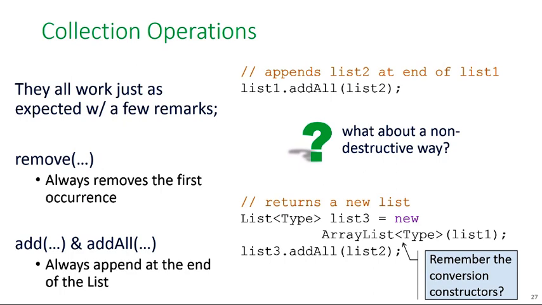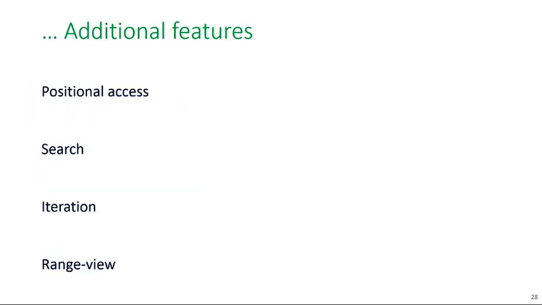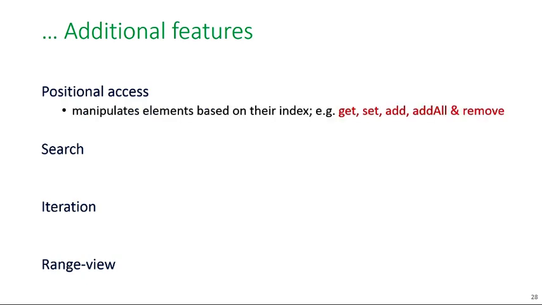Okay. So additional features that we have, in addition to add, addAll and stuff like that, remove, are essentially positional access and search. These are the first ones we are going to cover in the upcoming slides. Iteration, we are going to take a little while to cover, and we are going to finish with range view. So this is an overview of a big chunk of what makes up this lecture.